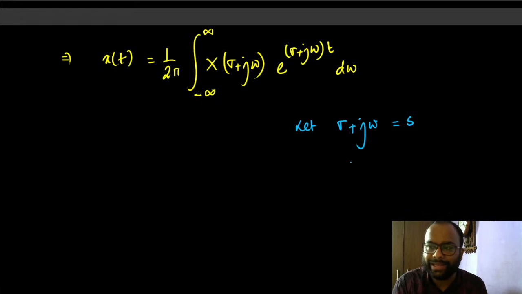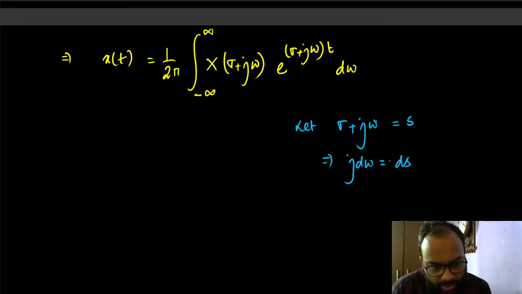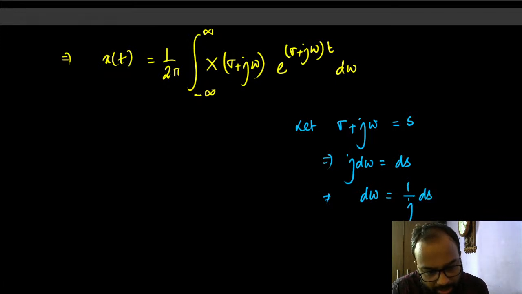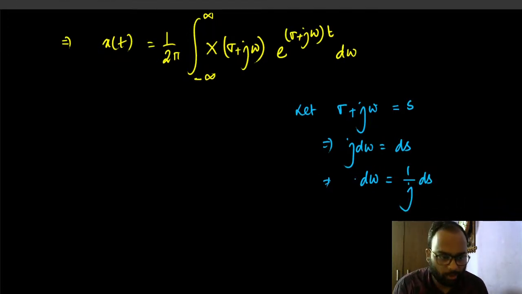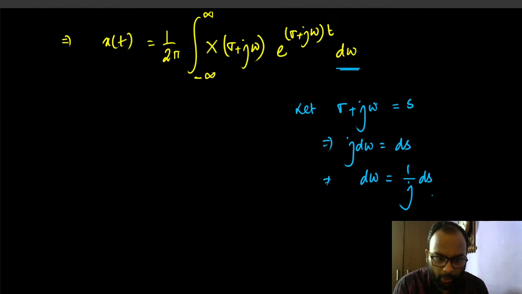Now, of course, if we take the differentials, sigma is irrespective of omega, so that becomes 0, and then we have j d omega equal to ds. Those are the differentials. All right. So we write d omega, that's going to be 1 by j ds. j is once again complex unity. So instead of d omega, I will be writing 1 by j ds. That's not a problem. Now we have to think about the limits.